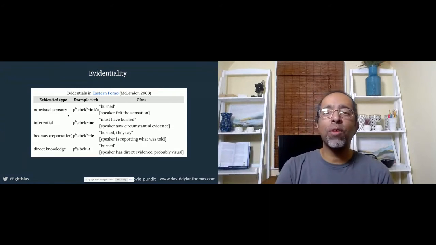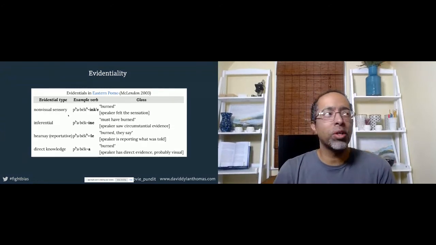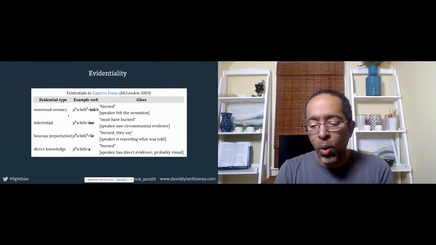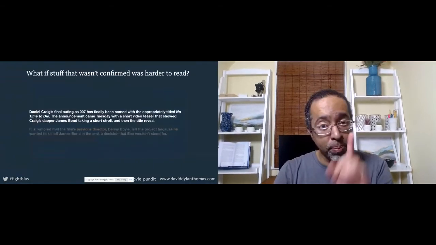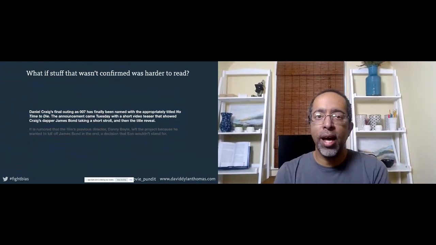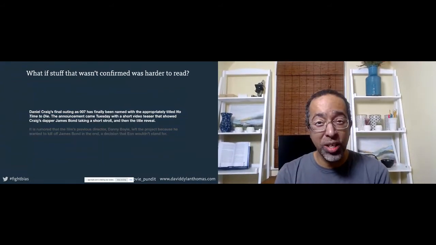Now think about how that would affect what people are willing to post, what people are willing to say in a speech if they literally couldn't say it without also saying how they knew it to be true. Now, English lacks this as a mandatory feature, but I feel like there are ways we can introduce it using design. So remember how I said that if something is easier, it feels a little more true?